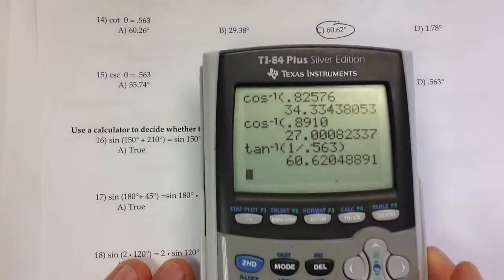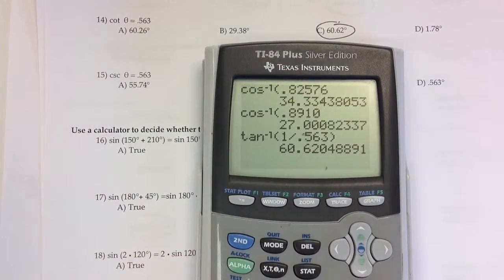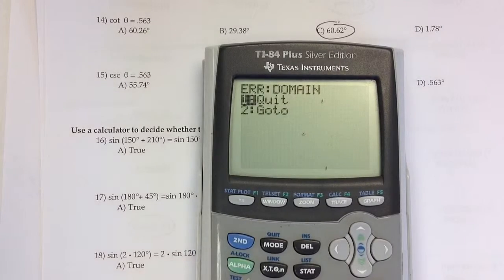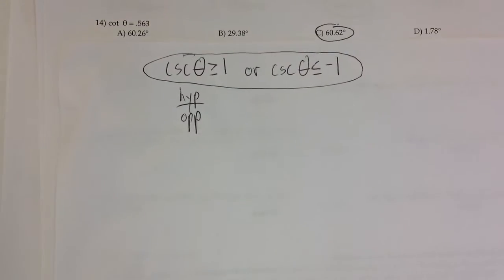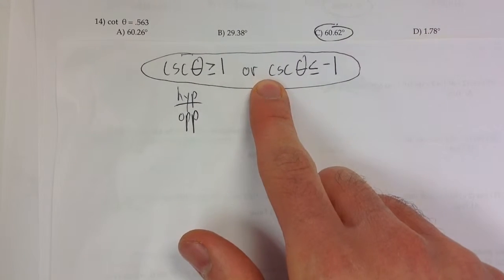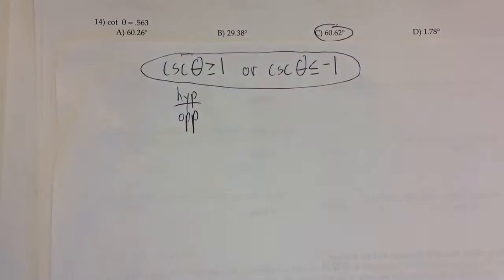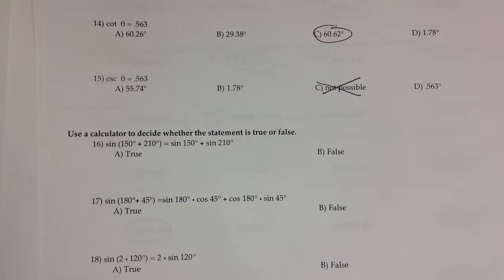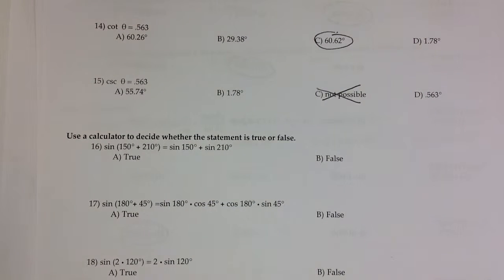If you tried to solve this with the calculator, it would give you an error. You would do inverse sine of 1 over 0.563. Error, domain. Because it's impossible for that ratio, hypotenuse over opposite, to be 0.563. So, Dominique, I just want to make sure we're clear that this is the truth. Good. Any questions on 10 through 15?